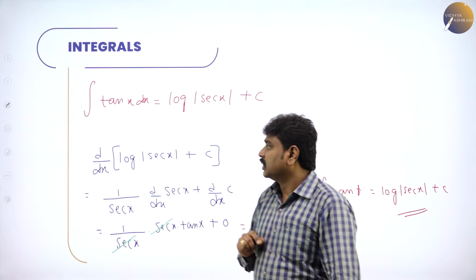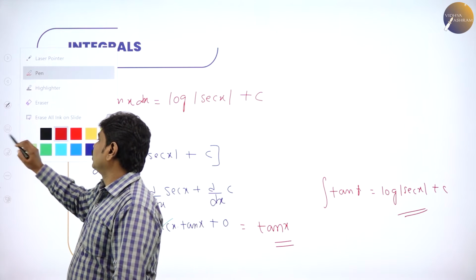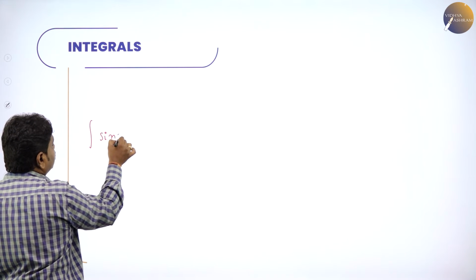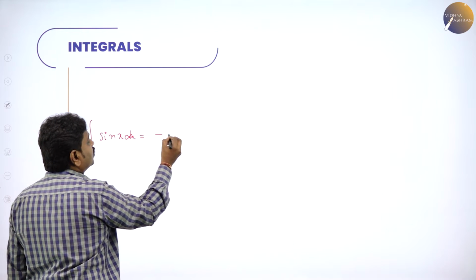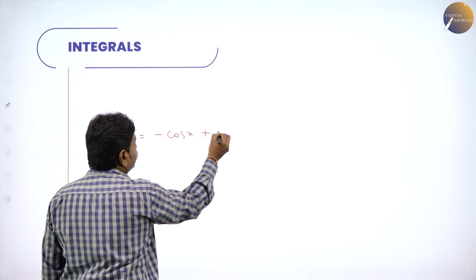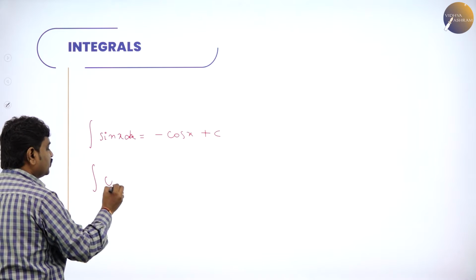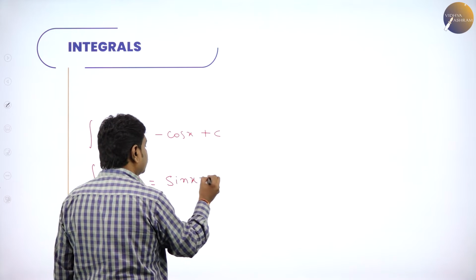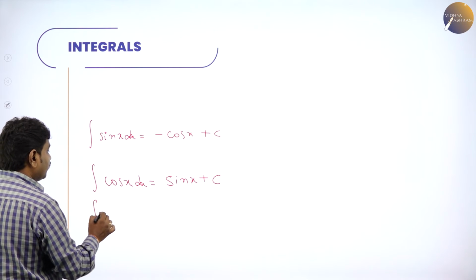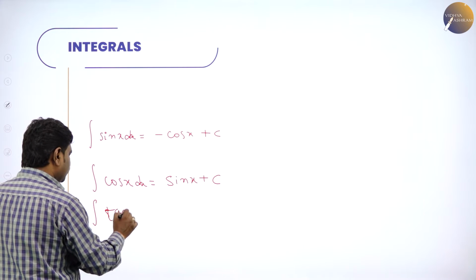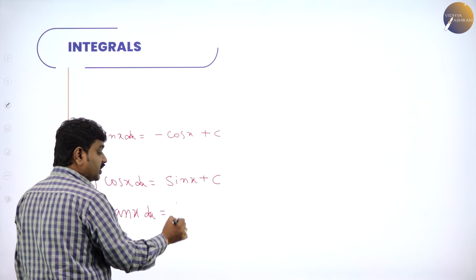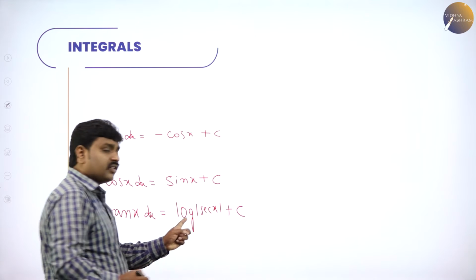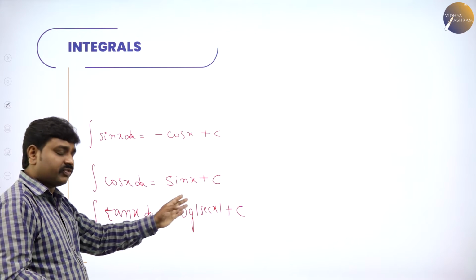Very interesting. So let us summarize the first 3 functions. What is the first function? Integration of sin x. Integration of sin x is negative cos x, minus cos x plus c. And second one, integration of cos x. What is integration of cos x? Positive sin x, because the derivative of sin x is cos x. And third one, integration of tan x is log of mod of secant x. Why? Because when you differentiate log of secant x, it will become 1 by secant into tan. Finally, you will get tan x.